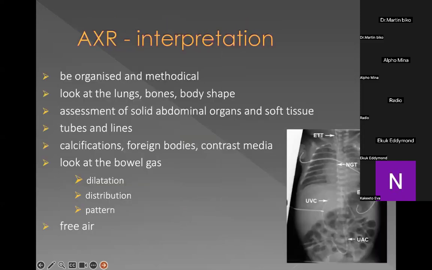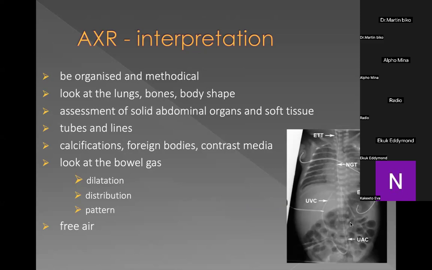Very common projections. So when we look at the abdominal X-ray, we need to be really organized and methodical because there are so many different structures to look at on the X-ray. So we need to look at the lungs. Very often on the abdominal X-ray, in babies, we will see sometimes the whole chest or just the bases of the lungs. We can see all of the bones within the abdomen and pelvis. We can look at the general body shape. We will look at the assessment of the solid abdominal organs and the soft tissue.